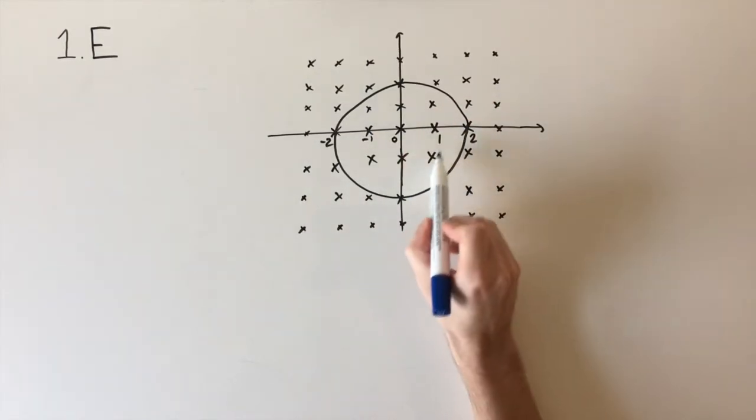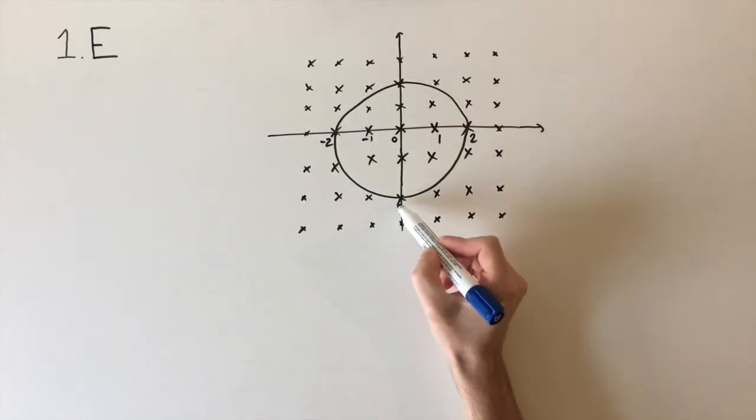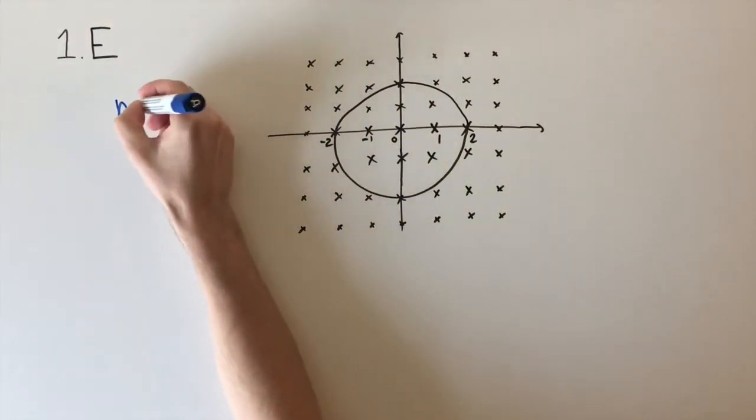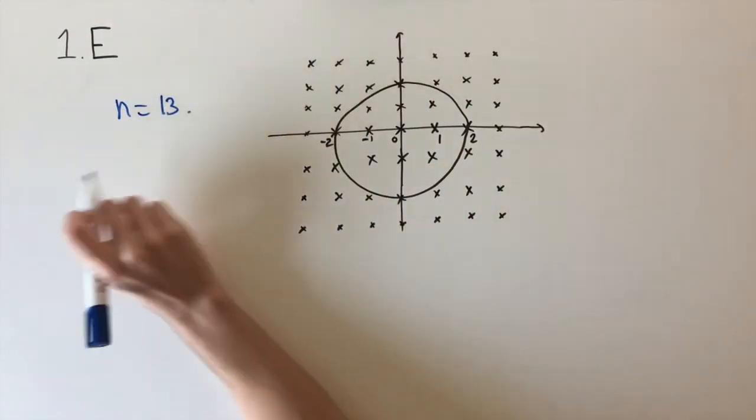So we've got 9 in this little square, and we've also got 4 on the boundary, which gives us a total of n equals 13 points. So that was the first part.